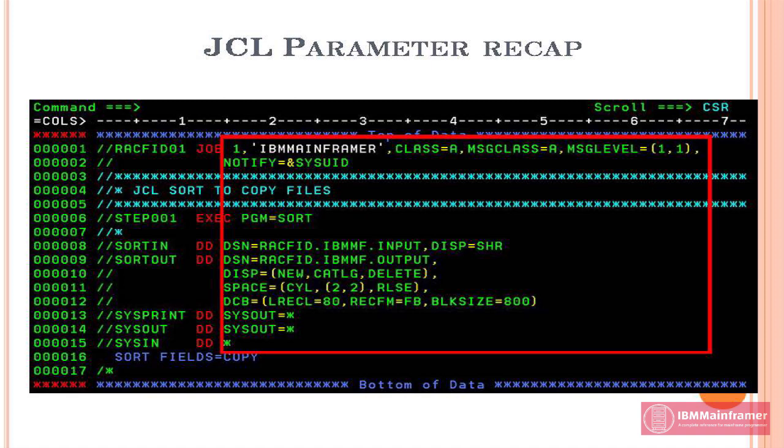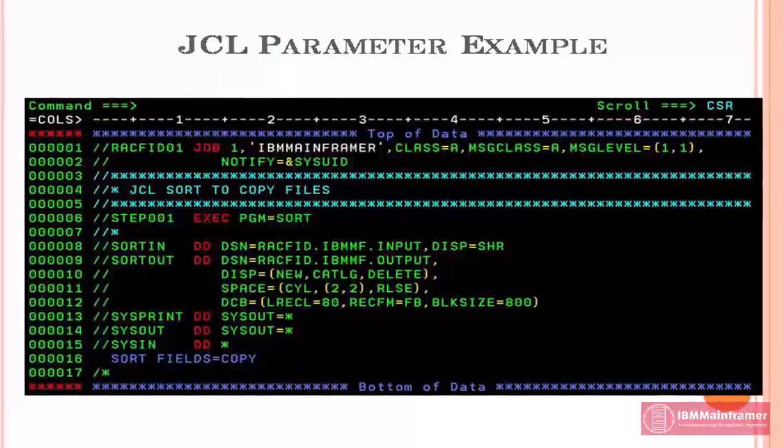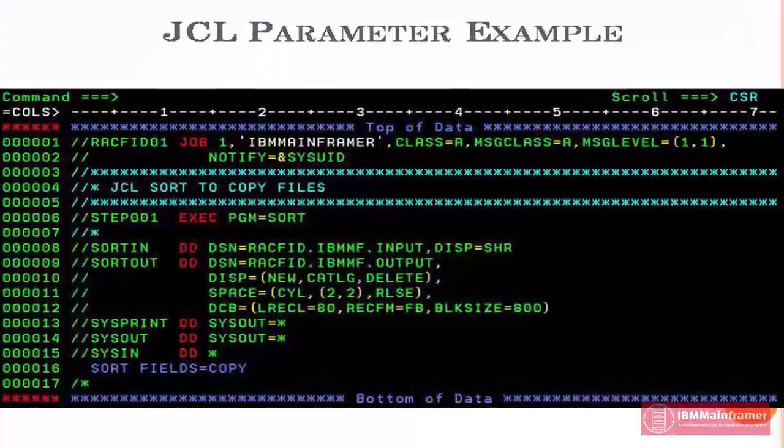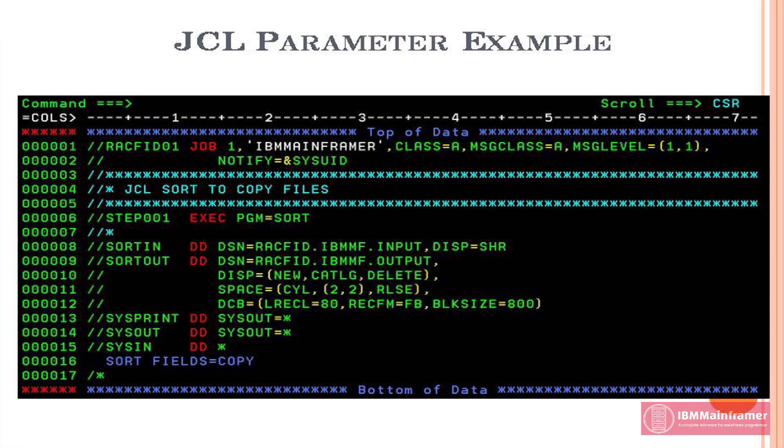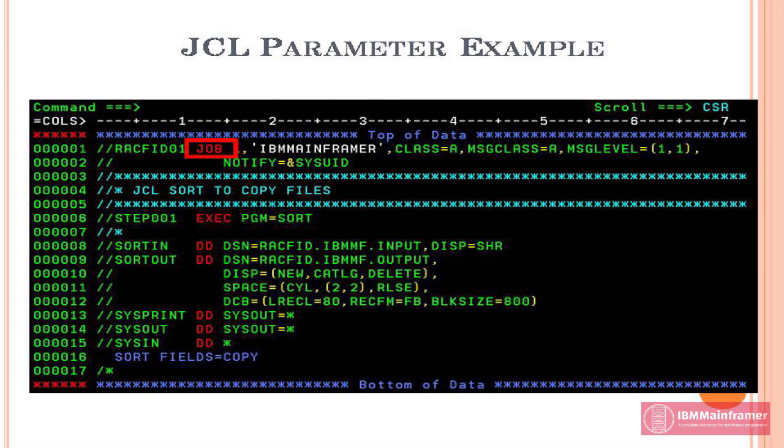Parameter fields are entered after the operation statement in each JCL statement. Parameter fields represent the values that we want associated with a particular JCL statement. See this example JCL. This JCL is using the sort utility to copy data and sort the SORTIN dataset to the SORTOUT dataset. This JCL has three different JCL operations. First, the JOB operation. Second, the EXEC operation. Third, many DD operations.